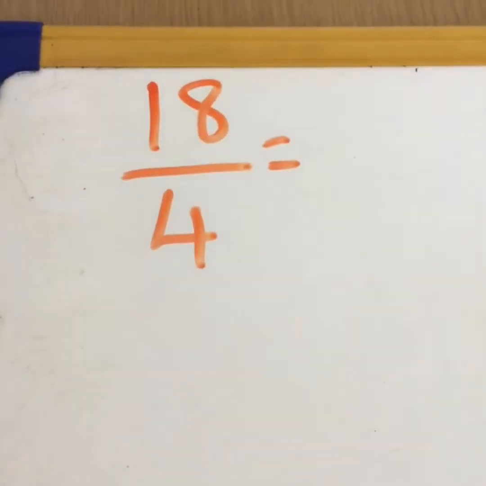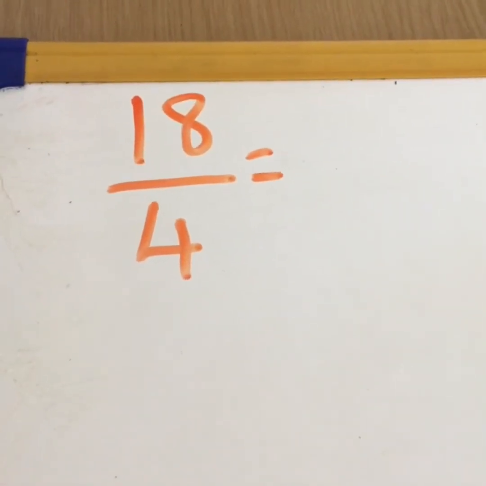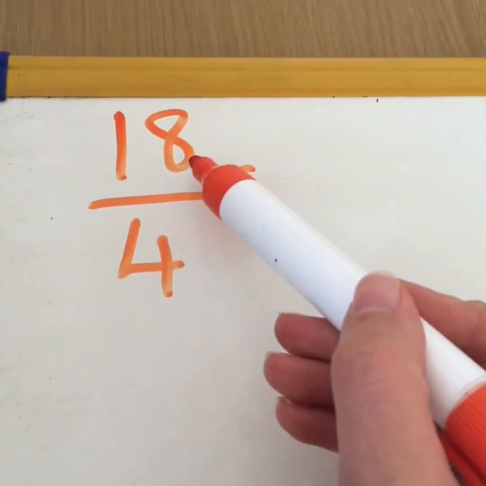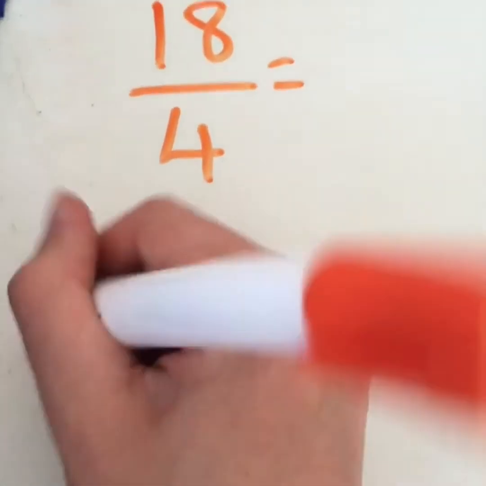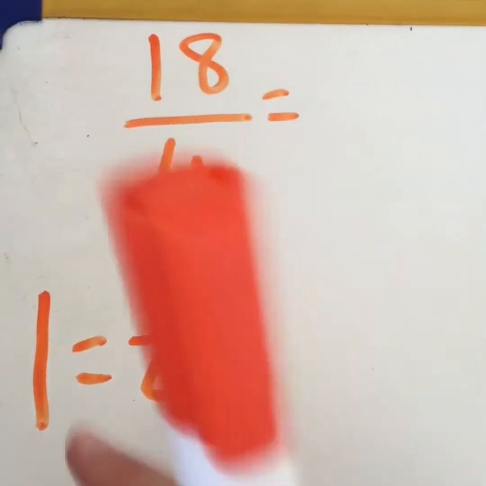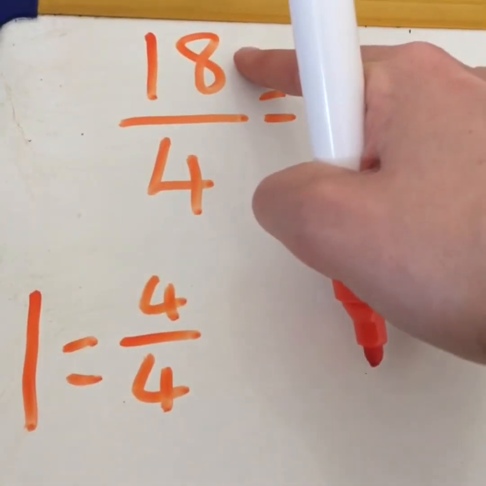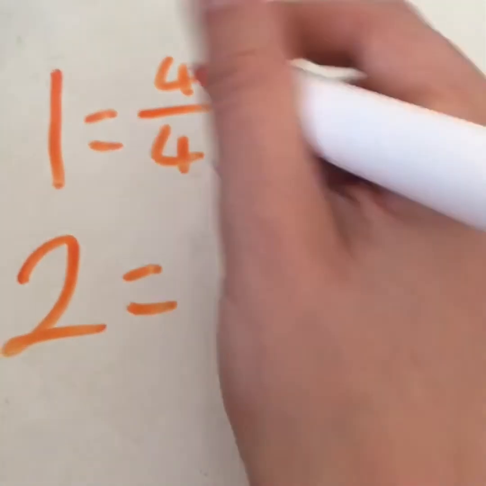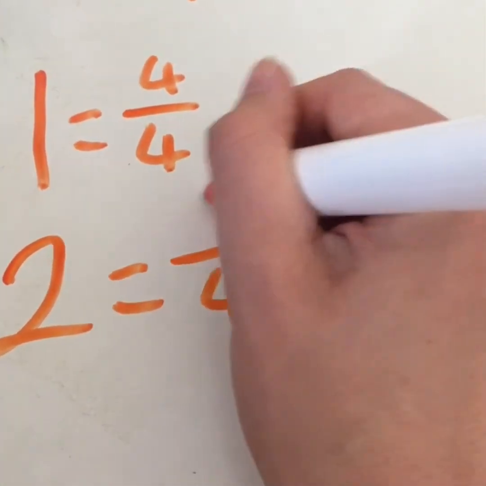we've just done but backwards. So this time we need to think about how many wholes can we make out of 18 quarters. Well, I know that 1 whole is the same as 4 quarters. So if I've got 18 quarters, could I make 1 whole? Yes, I could. Right, if I know that 1 whole is 4 quarters, 2 wholes is 8 quarters.